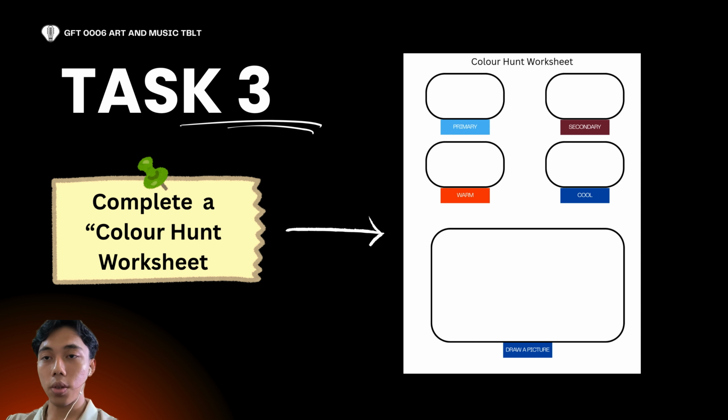Now, let's look at task 3. While watching the video, students are required to identify the colors that they see in the video. And then, they need to complete a color hunt sheet that is given to them by classifying the colors into 4 groups: primary, secondary, cool, and warm colors. After that, students need to draw a picture using at least 2 warm colors and 2 cool colors that they already identified.